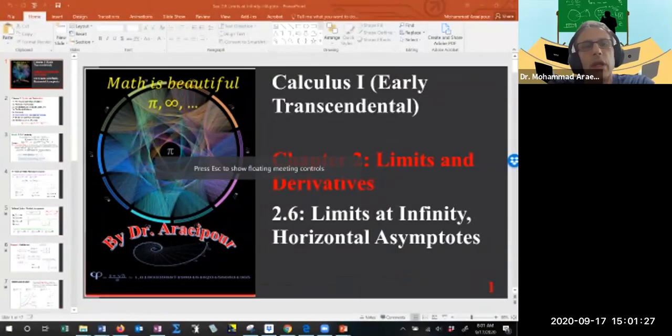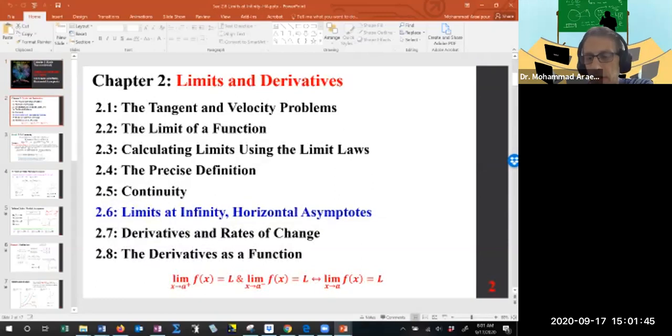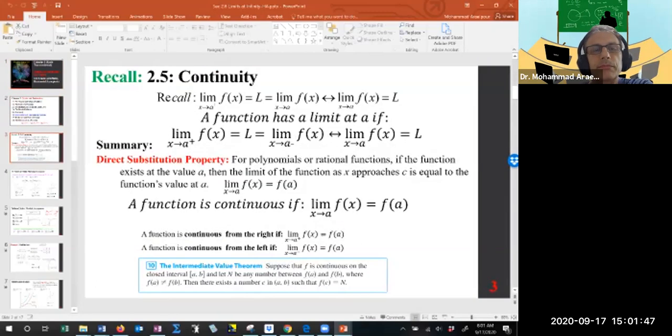Good morning, class. We started looking at section 2.6 last time, and we covered a lot of bases. We finished most of 2.6, so we're going to quickly recap, and we're going to move on from there. So, limits at infinity, horizontal asymptotes.